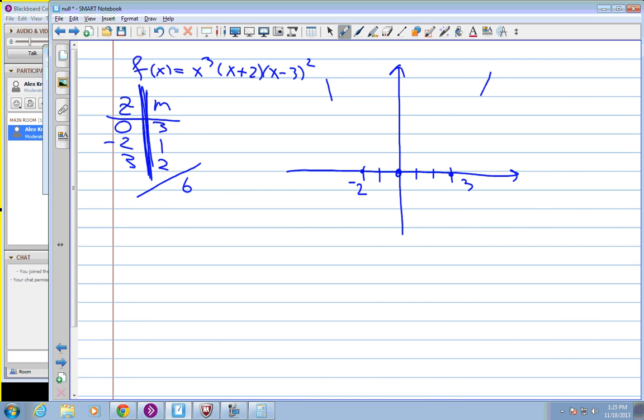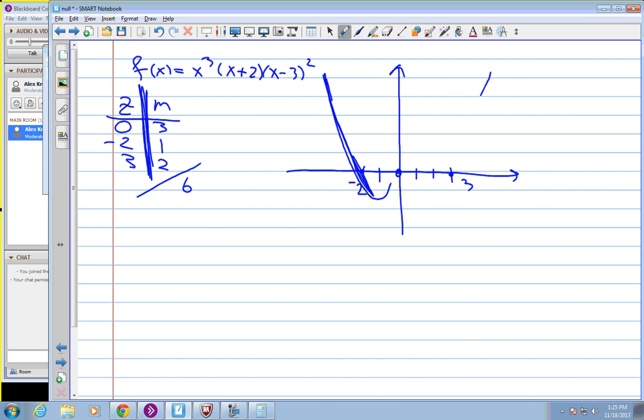Well, now let's connect the dots. So I have to start on the left on top. I have to hit negative 2. What is the graph gonna do at negative 2? Just gonna go straight through, because the multiplicity is 1, it's gonna look like a linear function. Just gonna go straight through.